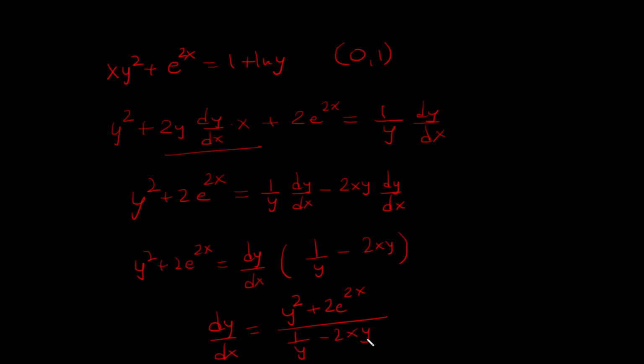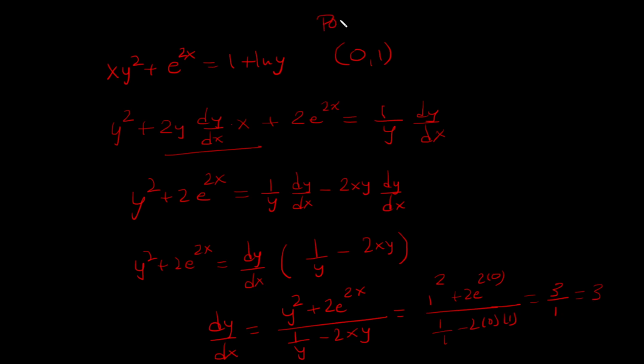At this point, I don't really care about simplifying, so I'm just going to plug in x equals 0 and y equals 1. So that's 1 squared plus 2e to the 2 times 0, and then 1 over 1 minus 2 times 0 times 1. So that's on the top. e to the 0 is 1, so it's 2 times 1 plus 1, which is 3. On the bottom, we have 1 minus 0, that's 1, so the derivative here is going to be 3.